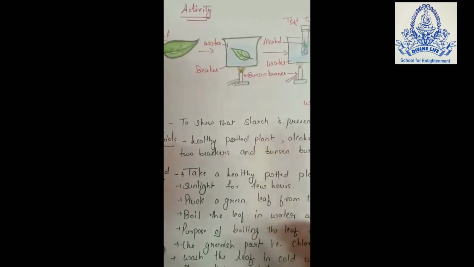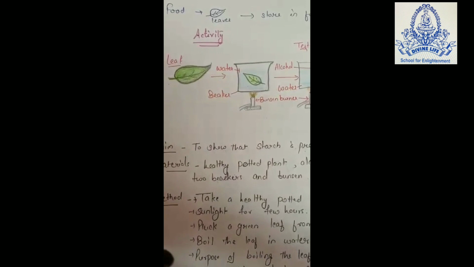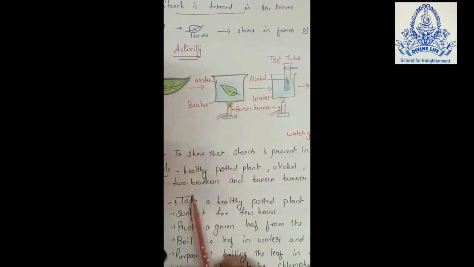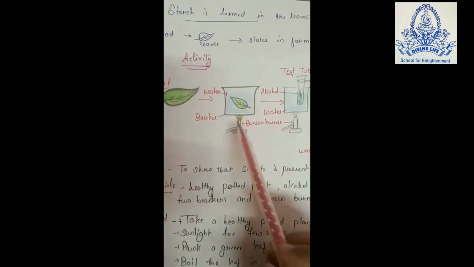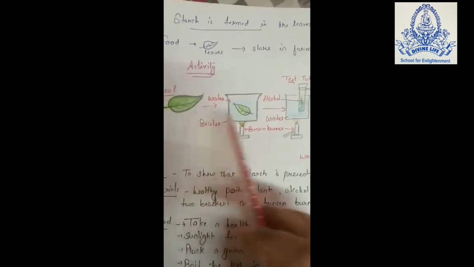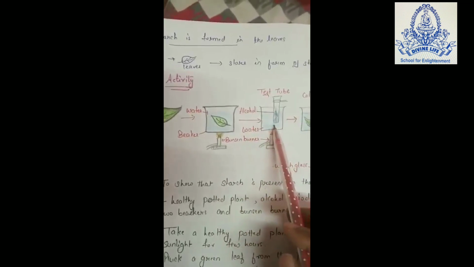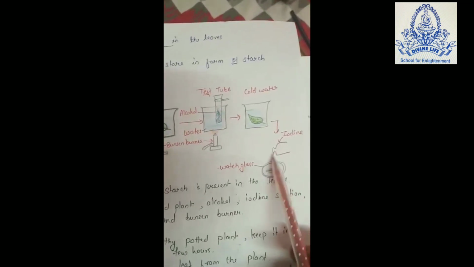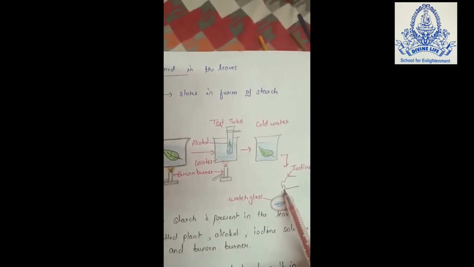To perform this activity, first of all, the materials required are a healthy potted plant, alcohol, iodine solution, two beakers and a Bunsen burner. As you can see, we have one leaf, a Bunsen burner, beakers, alcohol, a watch glass or a plate, which can be taken by you, and the iodine solution.